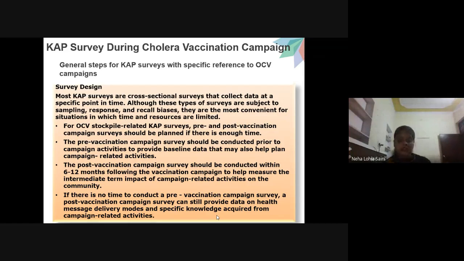So for this particular campaign, pre and post vaccination campaign surveys should be planned if there is enough time. Why? The pre vaccination campaign survey should be conducted prior to campaign activities, because this will provide the baseline data that will help to plan the campaign related activities. Then the post vaccination campaign survey should be conducted within 6 to 12 months following the vaccination campaign to help measure the intermediate term impact of the campaign related activities on the community.